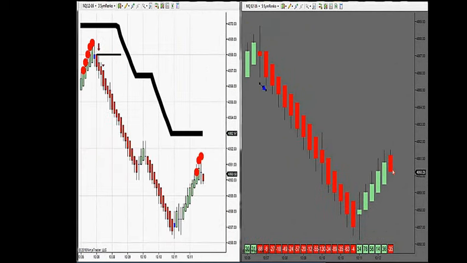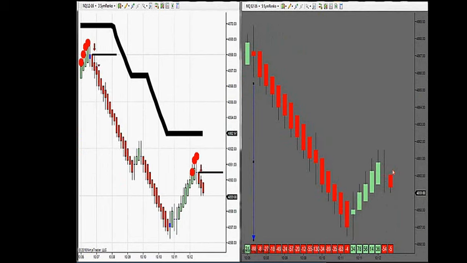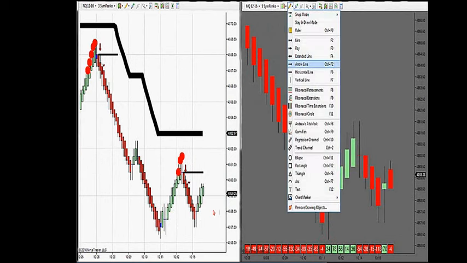Now I got another red Fibonacci dot pop up. Wait. Hold. Wait. There it is. Boom. You got it. Sell imbalance. 2 ticks above the swing high. Right? That's how we trade it.